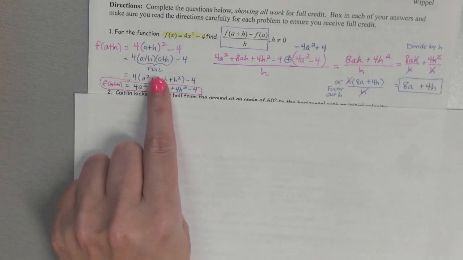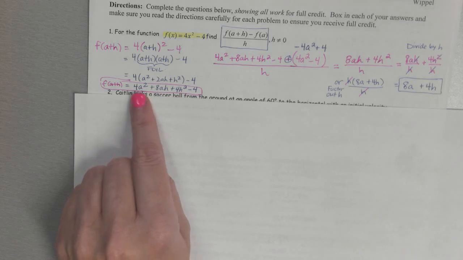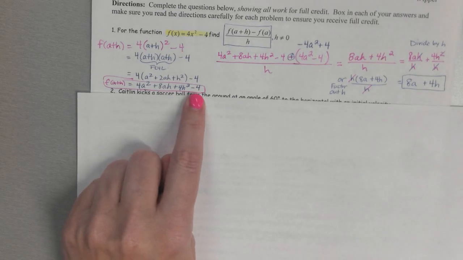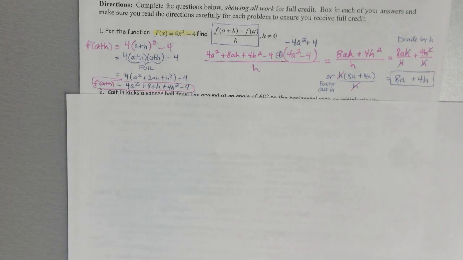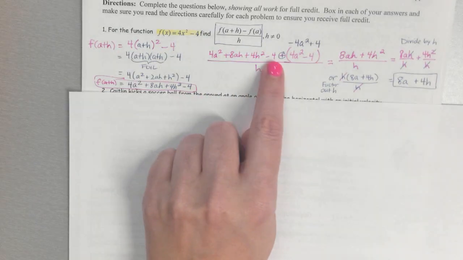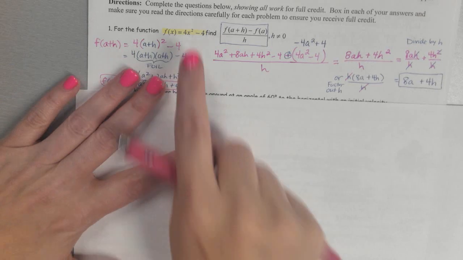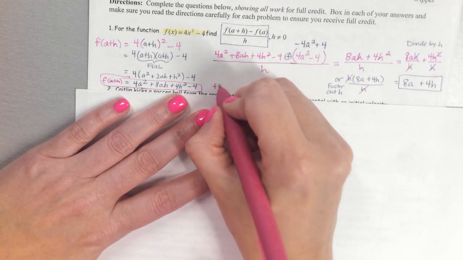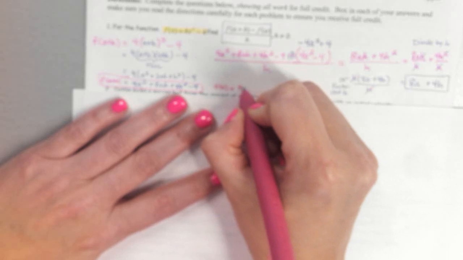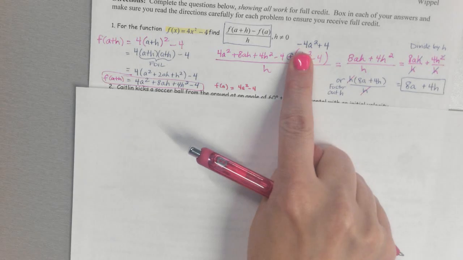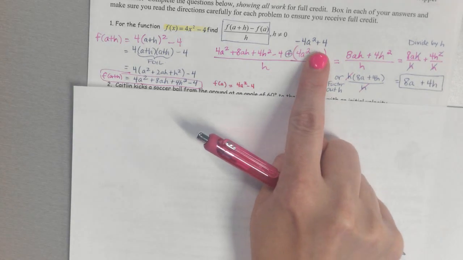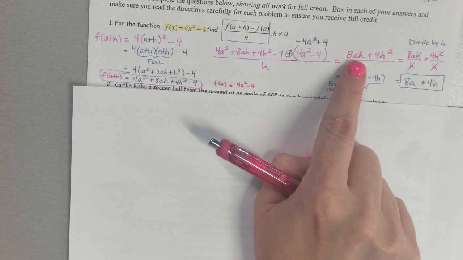Remember, you have to write it out twice in FOIL, then you distribute the 4. Once you do that, you should have a whole expression here, which you can plug into the top. Now, when you do minus f of a, f of a is just 4a squared minus 4. So when you plug that in, if you have a minus, remember you have to distribute it. If you don't distribute it, then you won't get the correct cancellation.